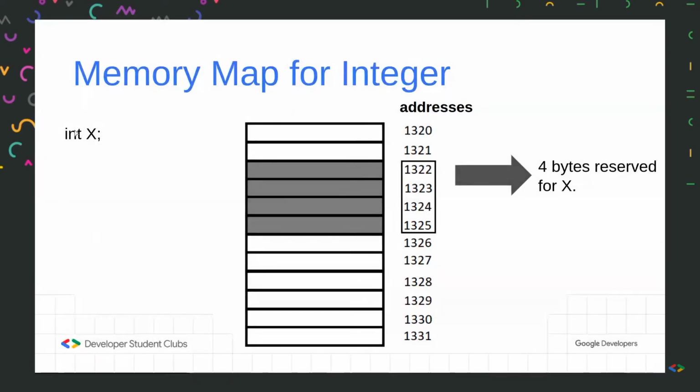When you tell the compiler int x semicolon, what we are telling the compiler is that we are declaring a variable x that will store an integer value.